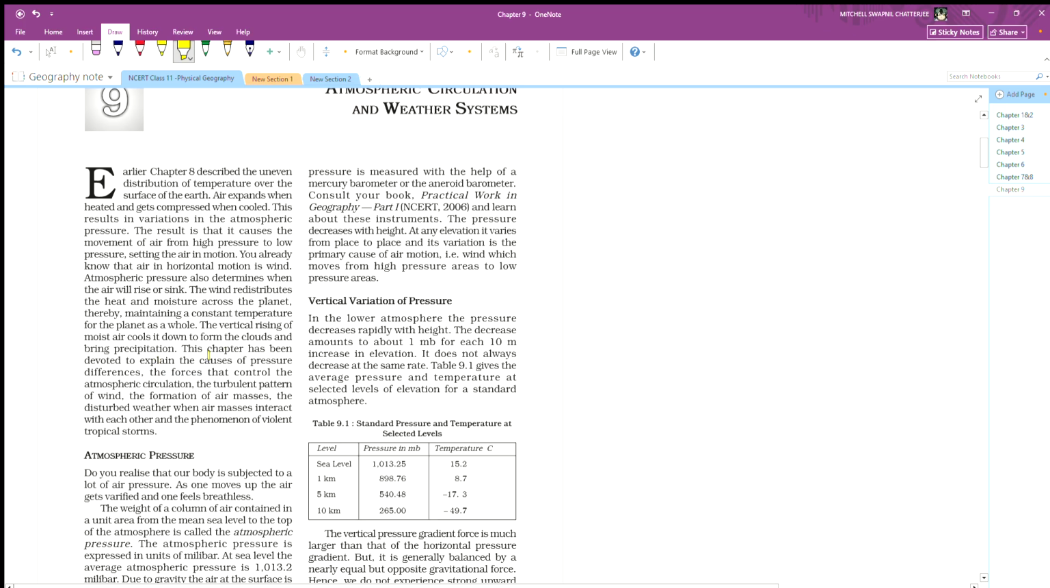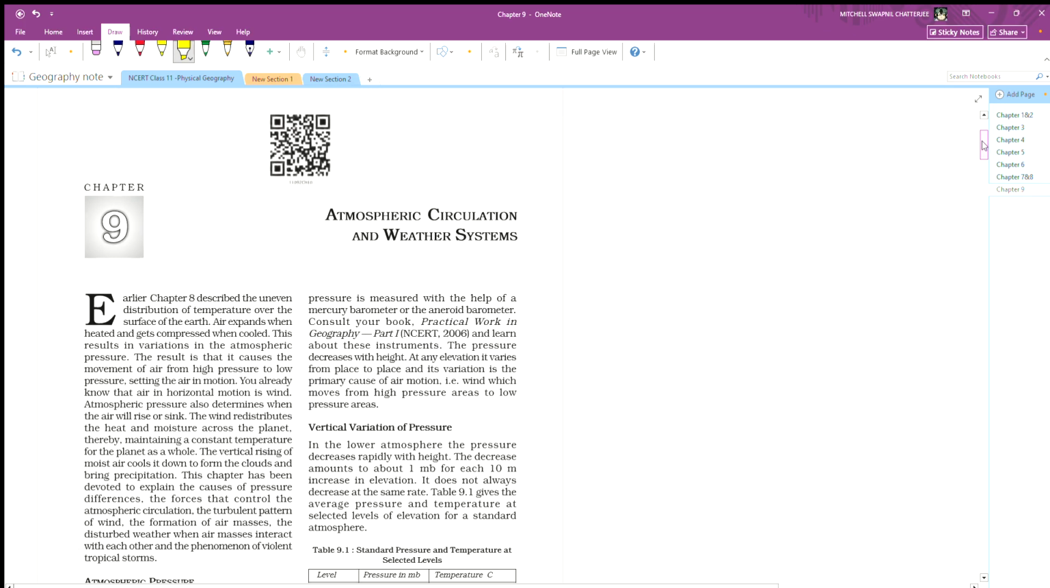This chapter has been devoted to explaining the cause of pressure difference, the force that controls atmospheric circulation, the turbulent patterns of wind, the formation of air masses, the disturbed weather when air masses interact with each other, and the phenomena of violent tropical storms. So let's go.